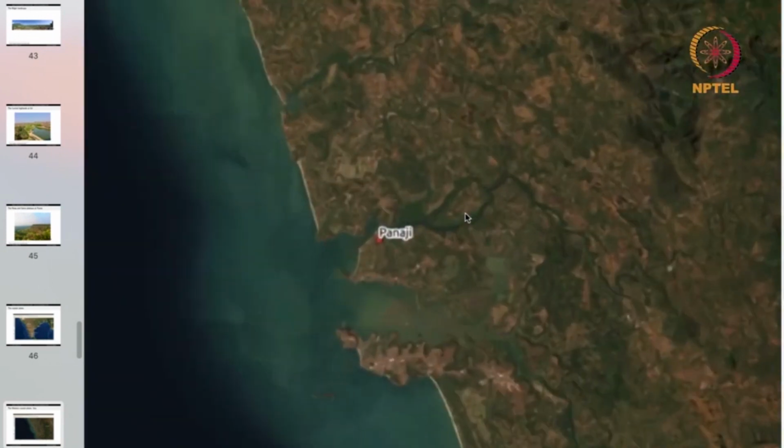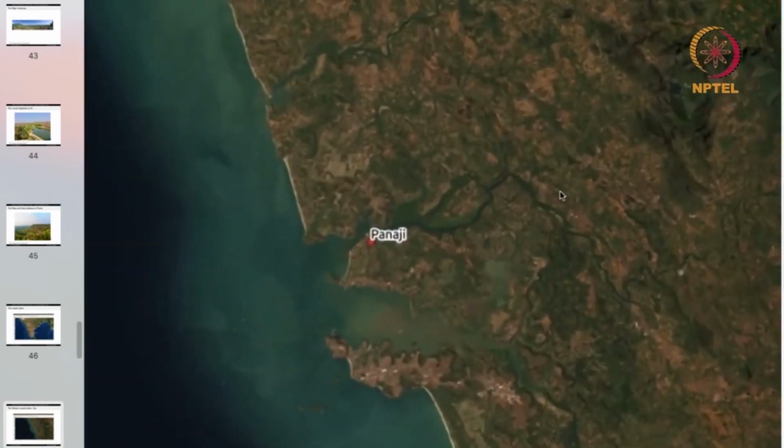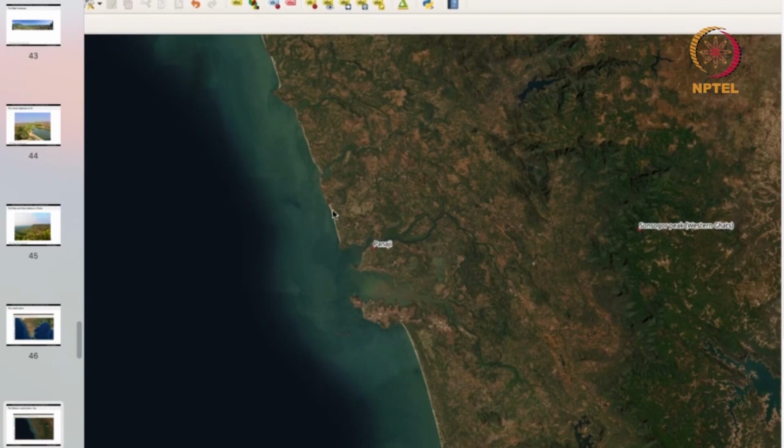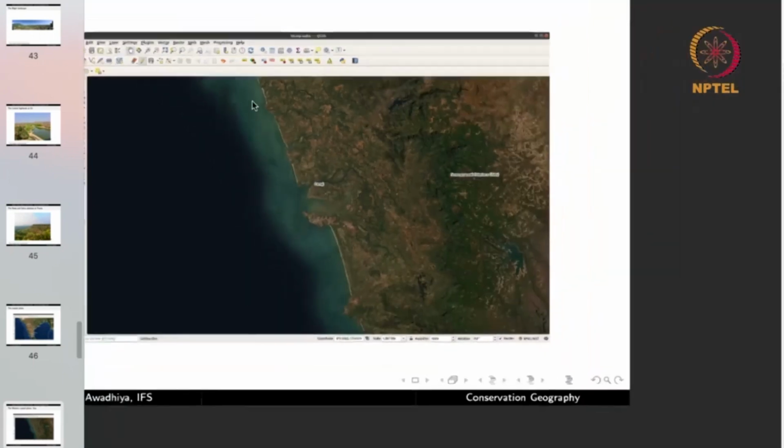So for instance, this is an image of the western coastal plains in Goa. So this is Panji, and you can observe that you have this portion that is a flat land. This portion is hilly, which is the Western Ghats, and we are observing that in this region you have the Arabian Sea, and we are finding a large amount of sediments that are getting into the Arabian Sea.